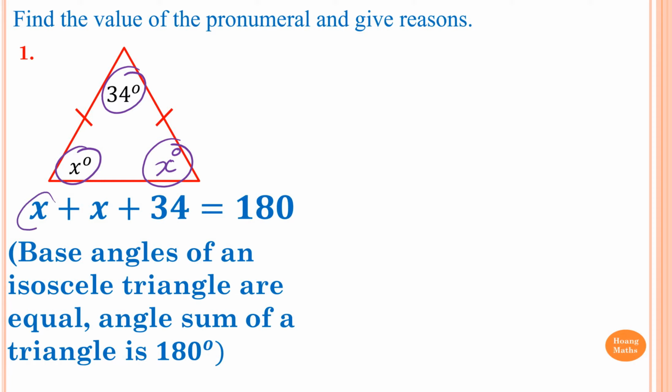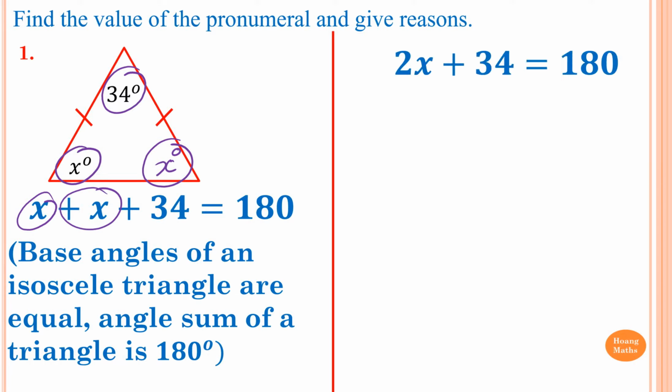So x plus x is 2x. So 2x plus 34 is equal to 180. So what I do now is I minus 34 on this side, I minus 34 on this side. This cancels out. So 180 minus 30 is 150. 150 minus 4 is 146. So 2x is equal to 146. So now I divide this by 2, I divide this by 2.